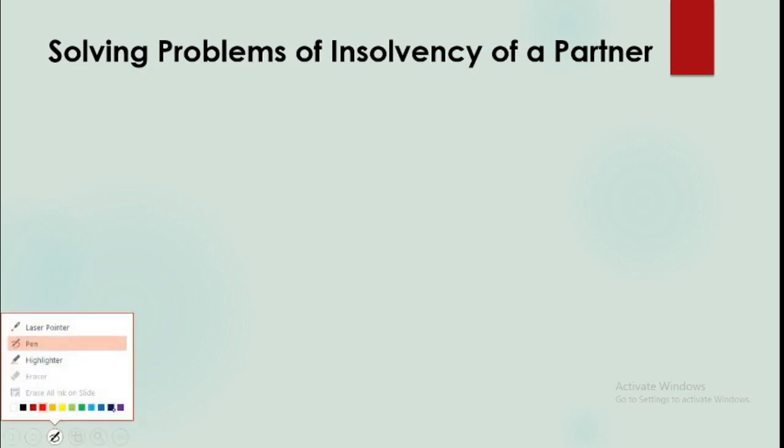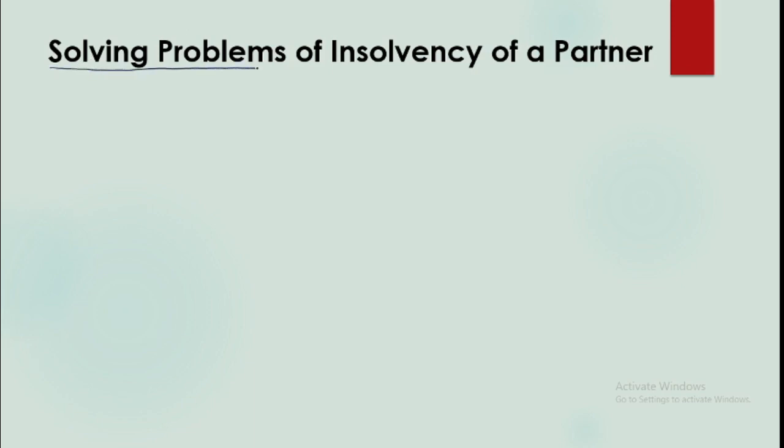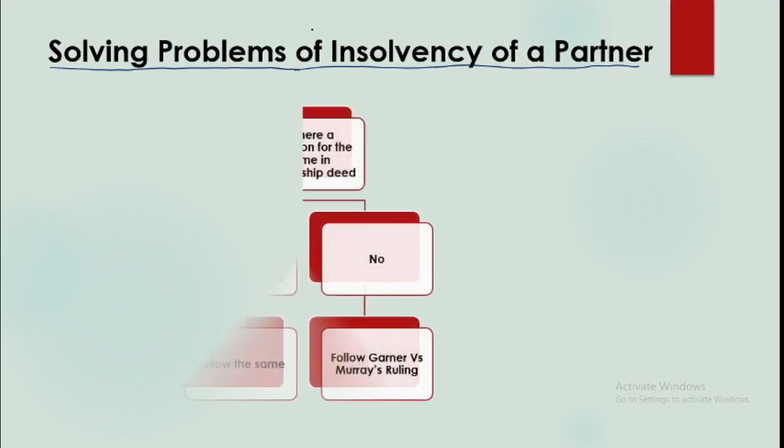Now when we are solving practical problems on insolvency of a partner, remember, number one thing will be we'll have to establish that there is an insolvency of a partner which is relevant for the firm. That is, the partner is to bring money into the firm which he cannot bring, so there is a case of insolvency. So this is the first thing that we will establish.